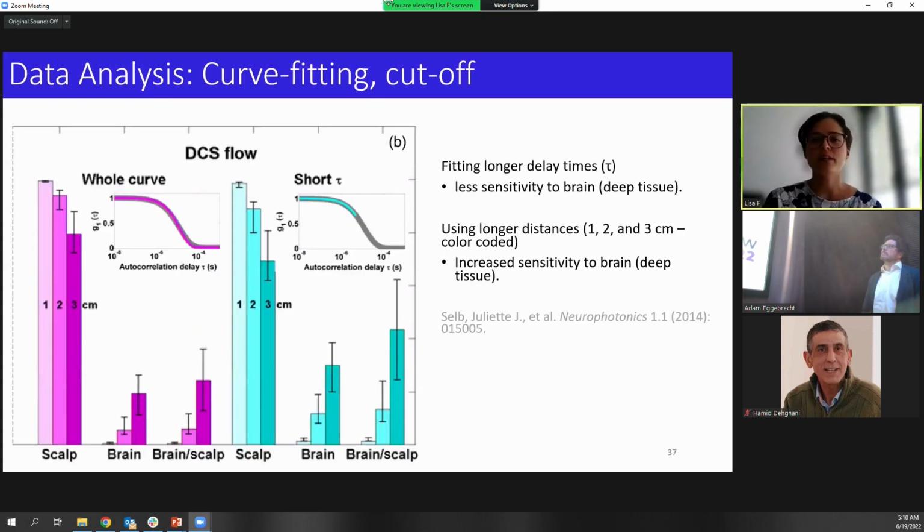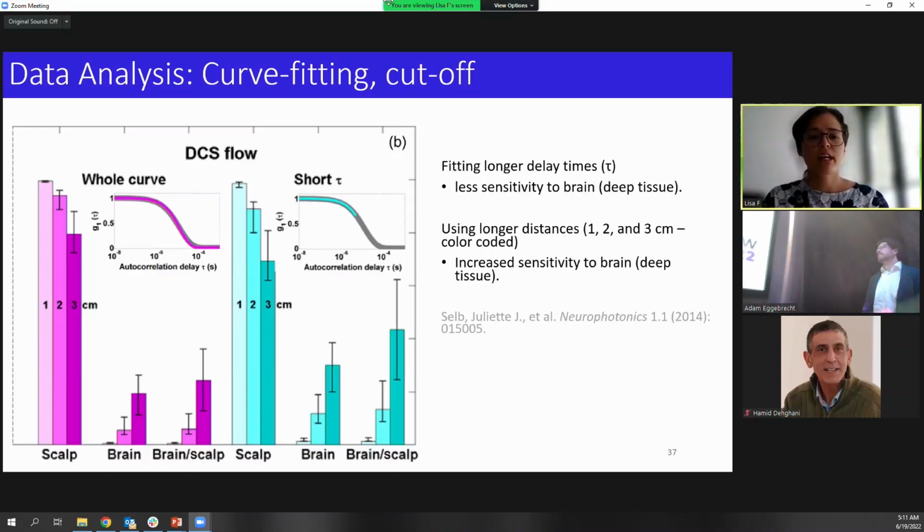Now I want to talk about the data analysis. Once you've taken your raw data and you've looked at it and you're happy with the quality visually, it's time to analyze your data. We're doing this by curve fitting, as I said. However, when fitting your data, it's important to consider which part of your autocorrelation curves you are fitting.